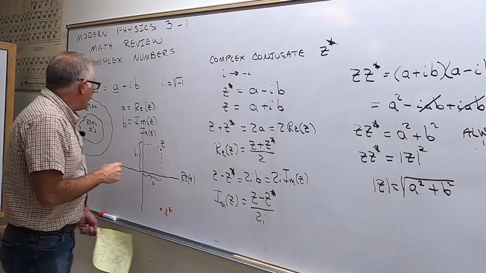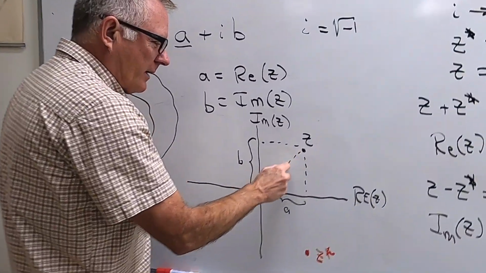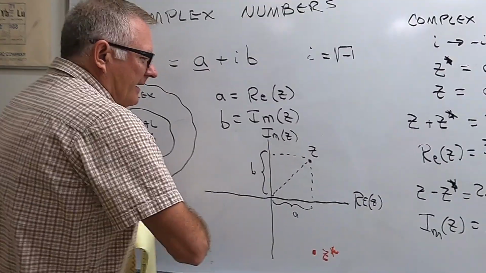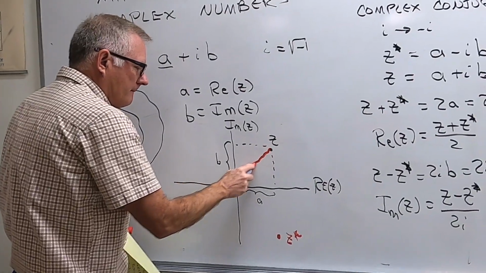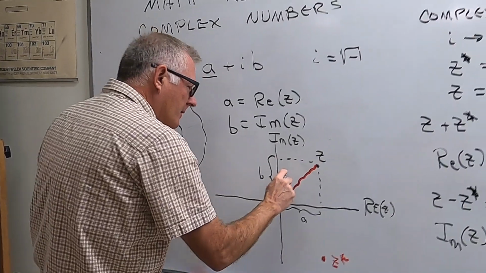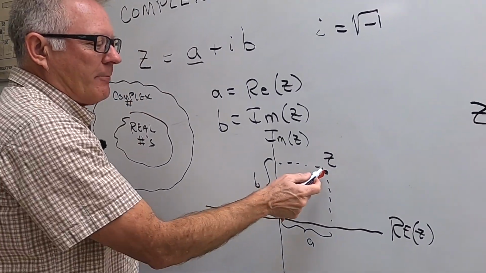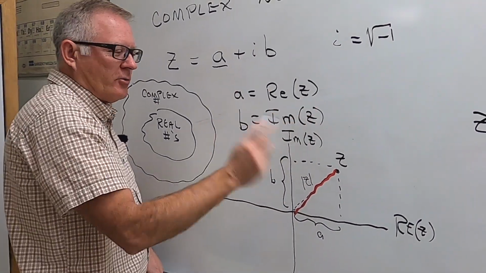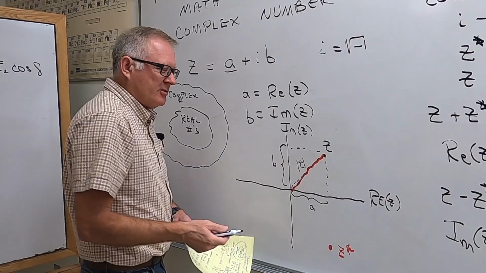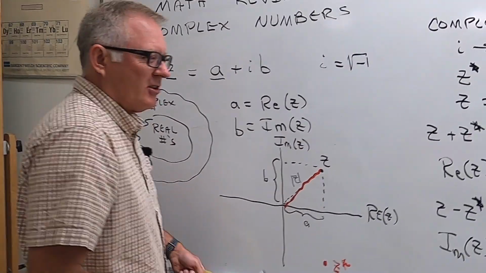If we look at our picture over here, the square root of a squared plus b squared is this length right there. So this length is the magnitude of z. It's the length from that point to the origin. So if you have two complex numbers and you want to know which one is larger in magnitude, just find the distance to the origin. Whichever one has the bigger distance is the larger number.